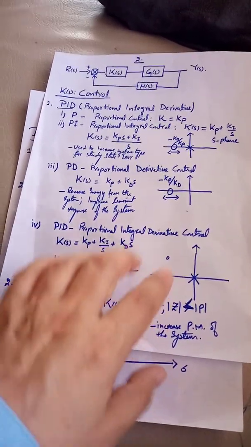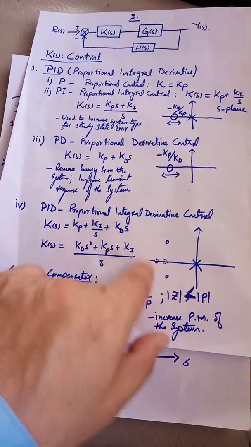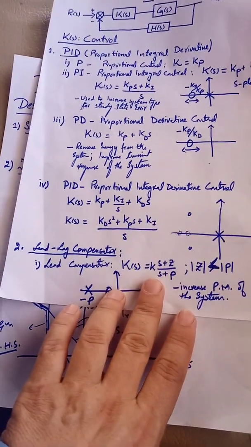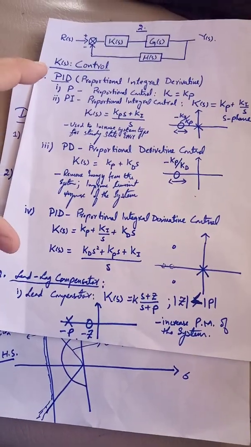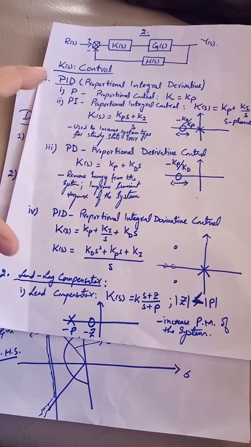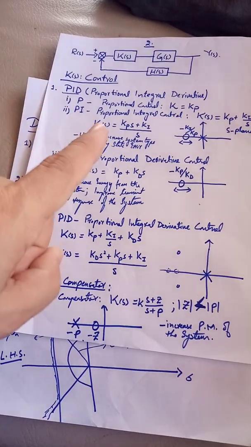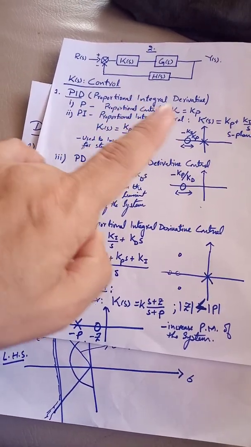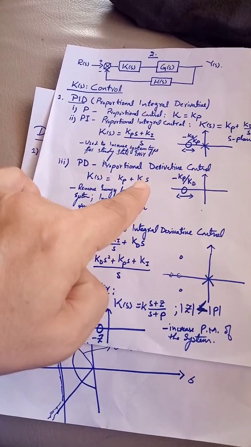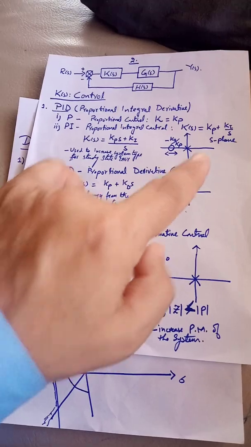So it depends upon the tuning, how we can find these kp, ki, kd, and we can put this anywhere in the s-plane. Now this is PID control, and it is used a lot in the industry, and you must know what PID control is. PID control is a control which has three terms: proportional, integral, and derivative. Derivative means introducing s, integral means you have k by s.